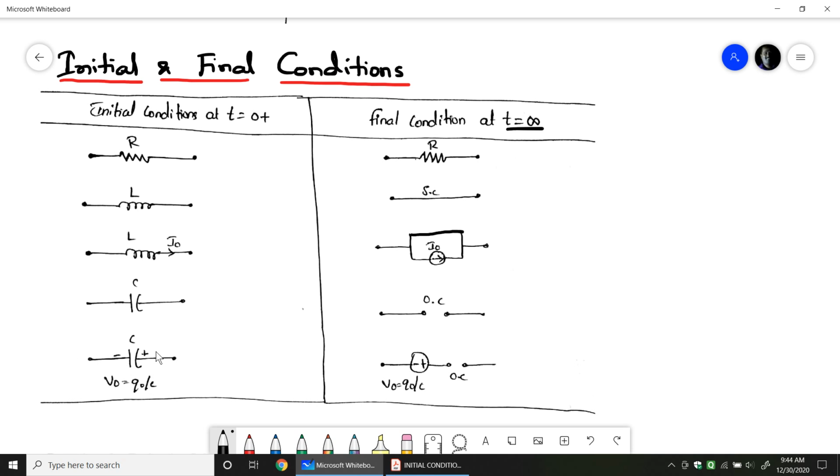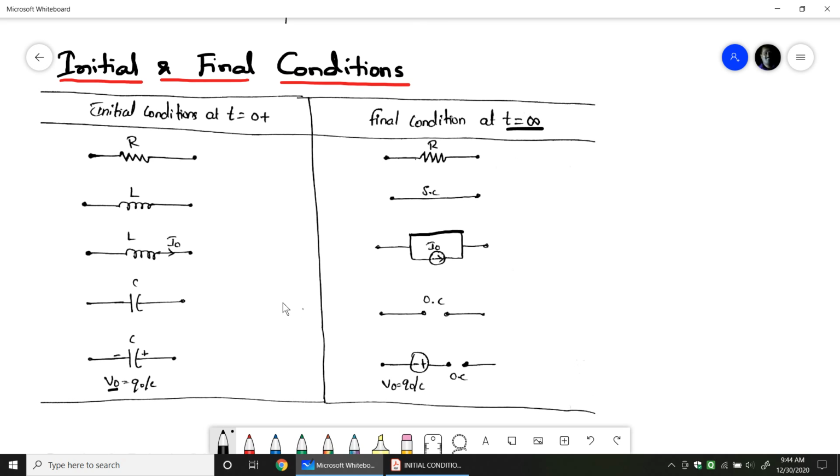Now if there is a certain initial charge for which the capacitor might have charged, like V0 would be the voltage for which the capacitor is charged initially, then at t equals infinity, the capacitor will be behaving as a voltage source in series with the open circuit connection.